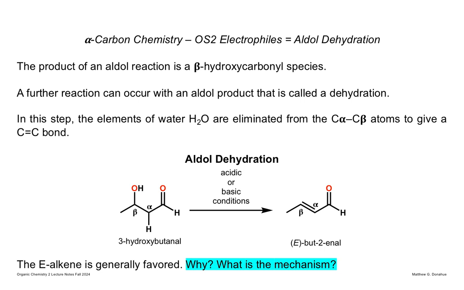So the aldol product is the beta hydroxycarbonyl. And as I said, when you see that double bond in the chain, what can happen is a dehydration from the alpha to the beta carbon. So you're losing the elements of water, H and OH, to form that double bond.